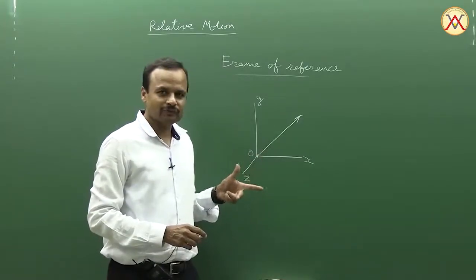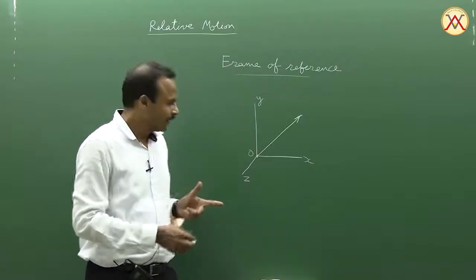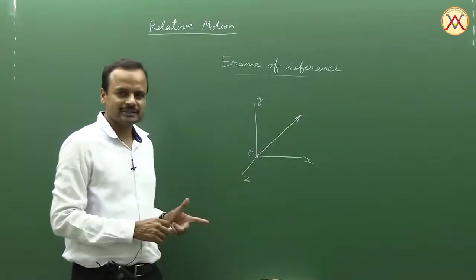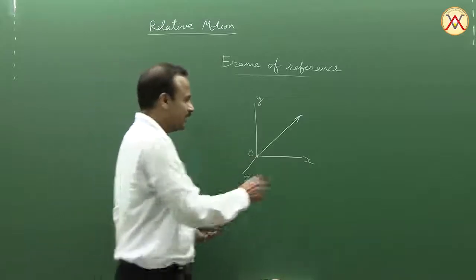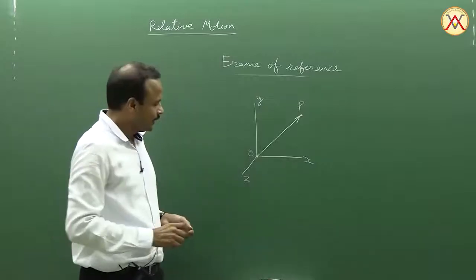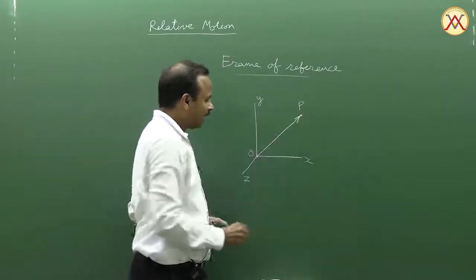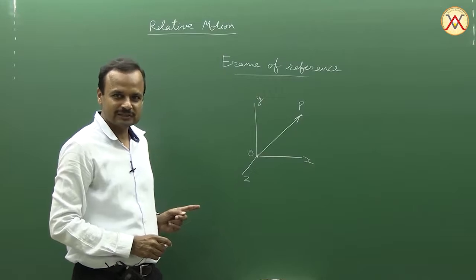Now this frame of reference can be attached to any object. This is one frame of reference attached to the board, you can say. Here I have marked this point P. Point P marked on the board is fixed relative to this frame of reference.